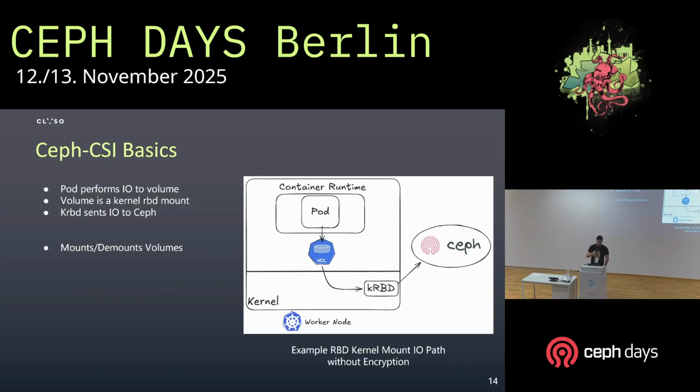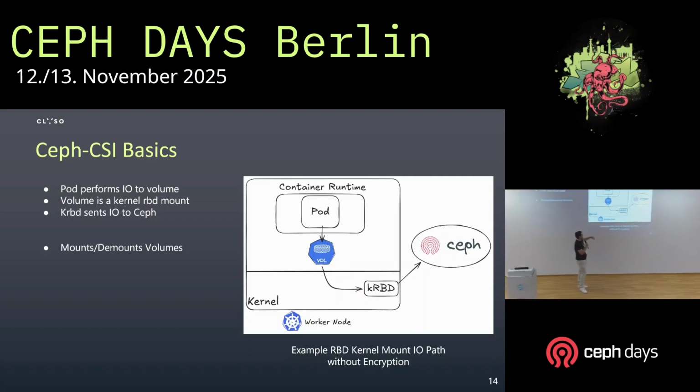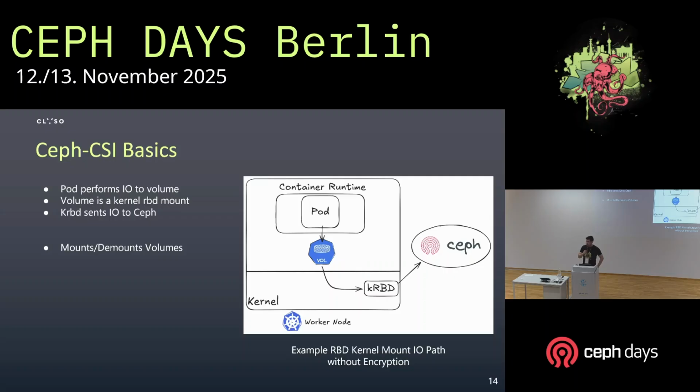Okay, so how does encryption work in Ceph-CSI right now? In the YAML file, when you write your storage class definition, there's a flag that says encrypted. It can either be true or false. If you set it to false, you will have something like this: the pod writes into your volume, the volume is mounted with the kernel RBD driver, and it writes the data to Ceph or reads the data from Ceph. So pretty simple. You can also do this in NBD mode if you want to, but for simplicity's sake, I used the KRBD module here.